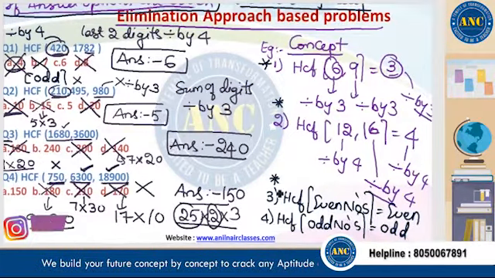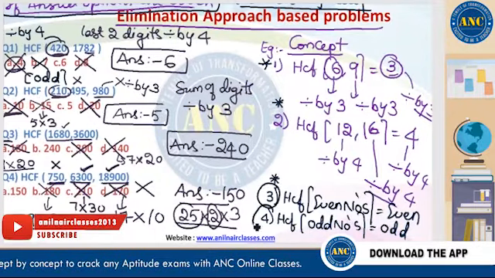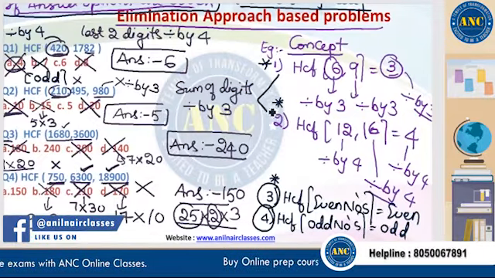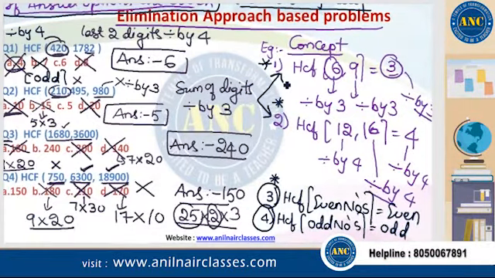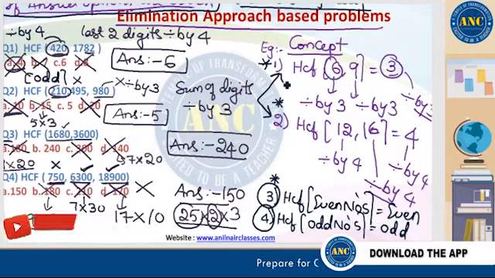These are the concepts. HCF of any two even numbers is an even number. HCF of any two odd numbers is an odd number. HCF of any two numbers which are divisible by k, the answer also is divisible by k. Idea clear? Extremely important slide.